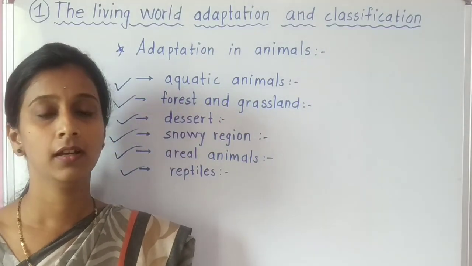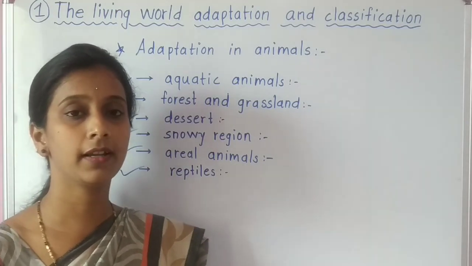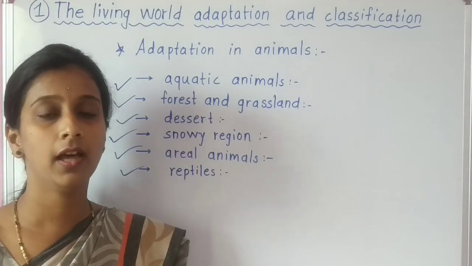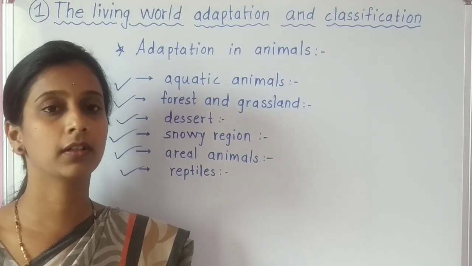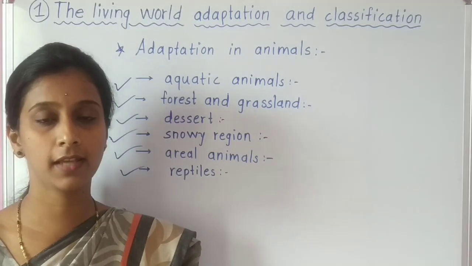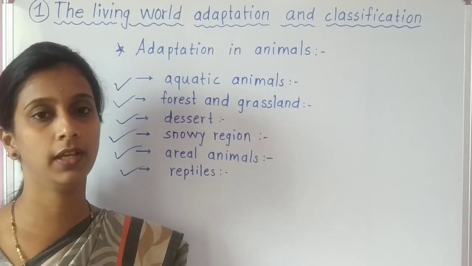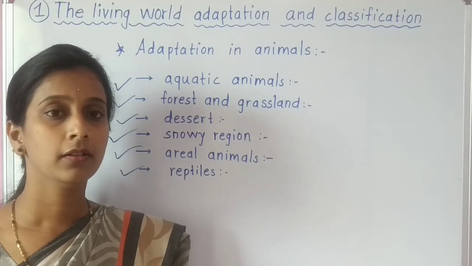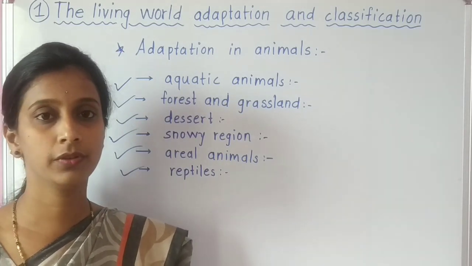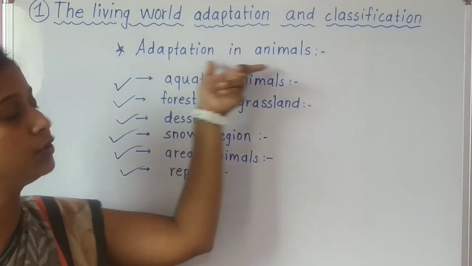Different animals are adapted to live in different geographical regions as well as in different climatic conditions. Here we have seen some examples of animals and how they are adapted. You can read some more examples from your textbook. So this is about adaptation in animals.